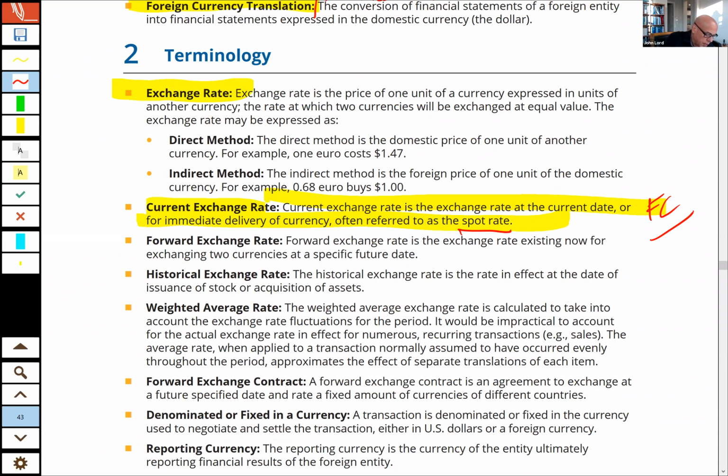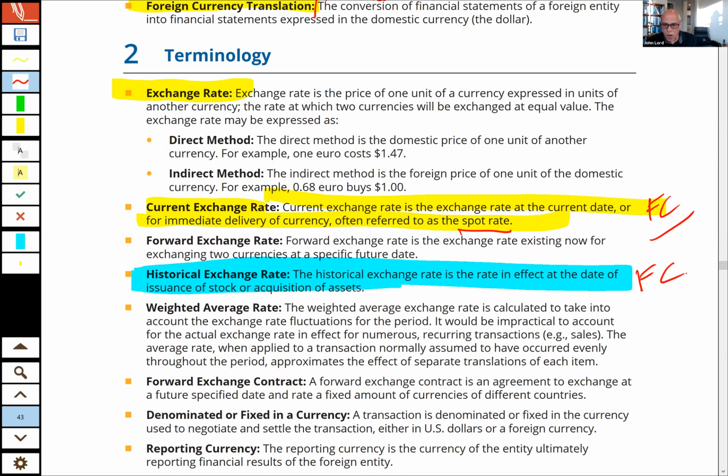Okay. Then we have what? Historical rate. Historical rate was the rate in effect at the time that you acquired an asset or at the time that you had an issuance of stock. Okay, that's the historical rate.